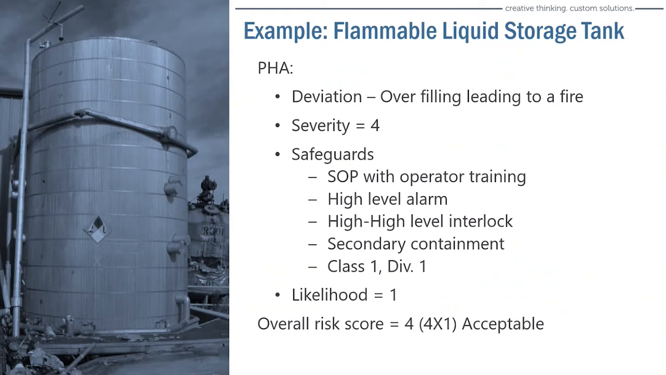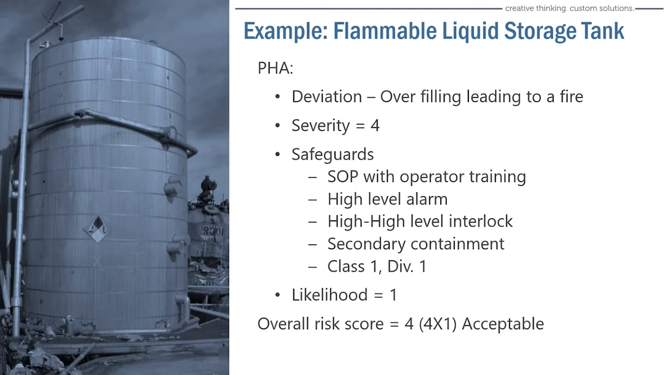Typical for tanks like this, we also have secondary containment, which hopefully contains any spill into a designated area, so it can't really travel too far to find a source of ignition. And last but not least, we designed it as a Class 1 Div 1 or Class 1 Div 2, and so we have intrinsically safe equipment around this tank.